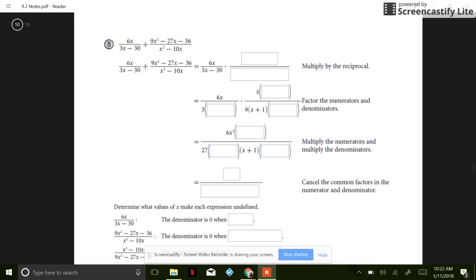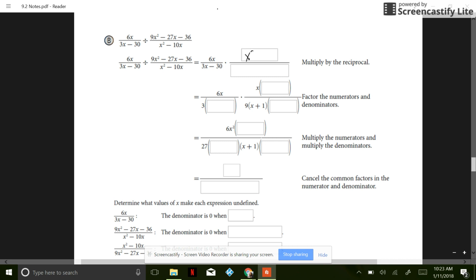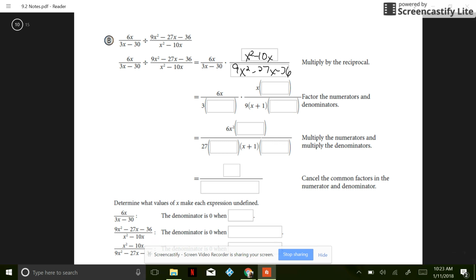So when we try this one out, so we've got 6x over 3x minus 30 divided by 9x squared minus 27x minus 36 over x squared minus 10x. So the first thing you do is you multiply the reciprocal. So we got to flip our fraction. We'll get x squared minus 10x in the numerator here, and the 9x squared minus 27x minus 36 in the denominator. So now we can factor.